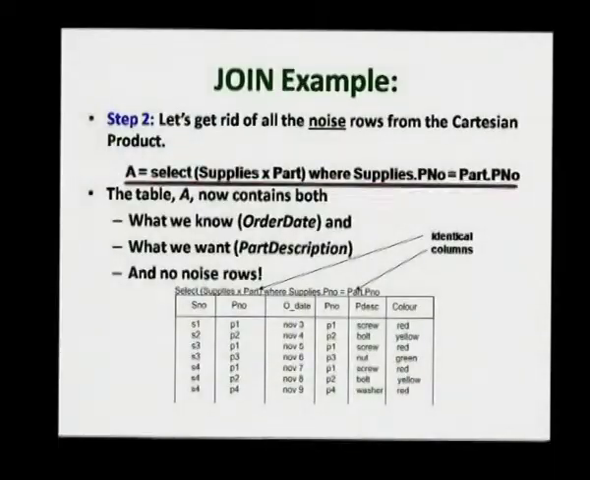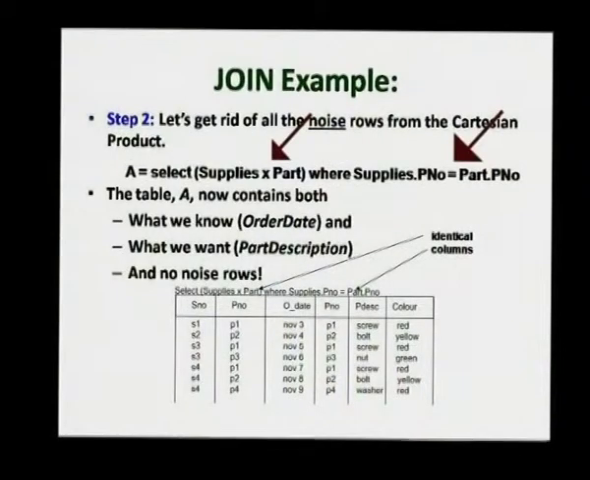Now in the second step you remove the noise rows. For that you select from supplies and part only if these two numbers are equal. So you are removing the tuples where the supplier's part number and the other part number are not the same. This is the result of that, and this is a selection operation. First you did a Cartesian product, then you did a selection operation. What you did by the selection was remove the tuples.